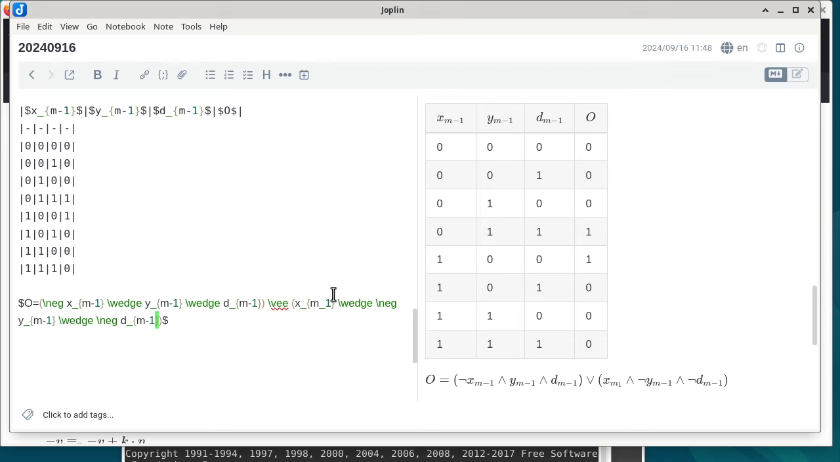So this is how we define O, okay? The overflow flag is basically an OR of two conjunctions. And in each conjunction, we have x of m minus 1, y, and d of m minus 1. One side is negated and the other one is not. You can see how this is negated, these two are not. This is not negated, these two are. And I think I forgot a subscript of 1, so let me add that. Oh, instead of a subscript, I used a subtraction. So that's why it looked kind of funny. There we go.